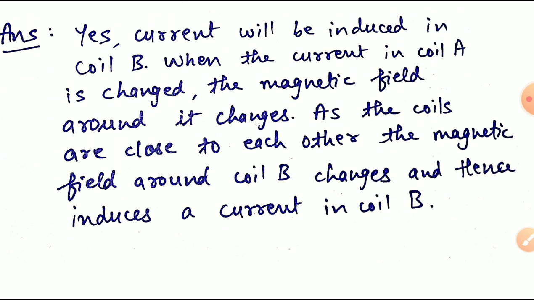When the current in coil A is changed, the magnetic field around it is also changed. Whenever the current in coil A changes, the magnetic field also changes. And as coil A and coil B are close to each other, the magnetic field around coil B will also change, and hence current will be induced in coil B.